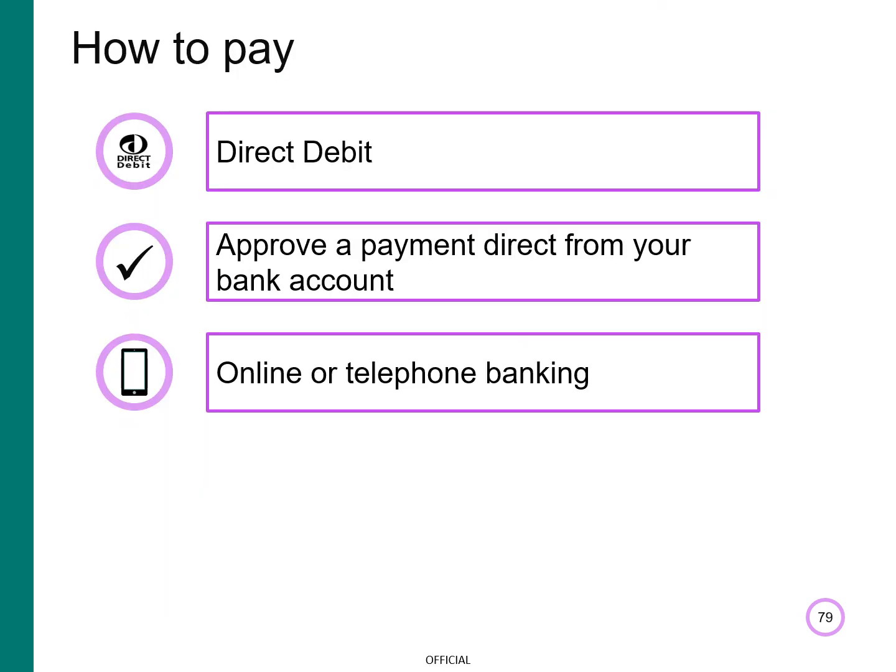You can use online or telephone banking to pay by faster payments, CHAPS or BACS. You can find confirmation of the bank details to use on the Pay Your Self-Assessment Tax Bill page on gov.uk.